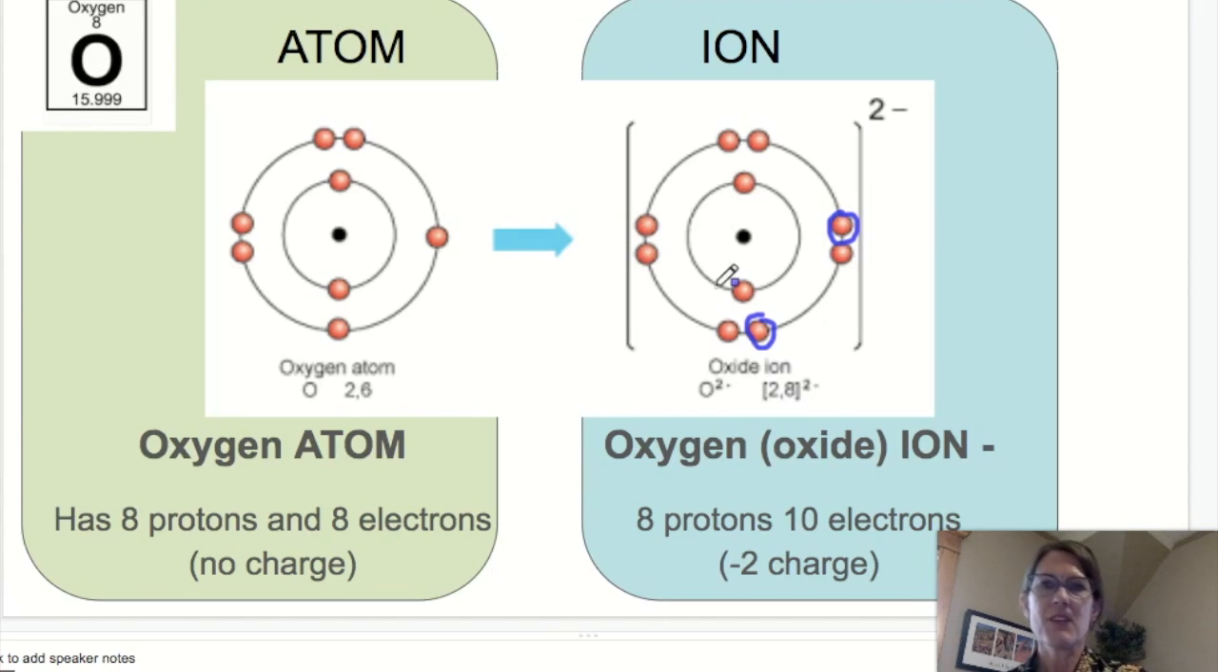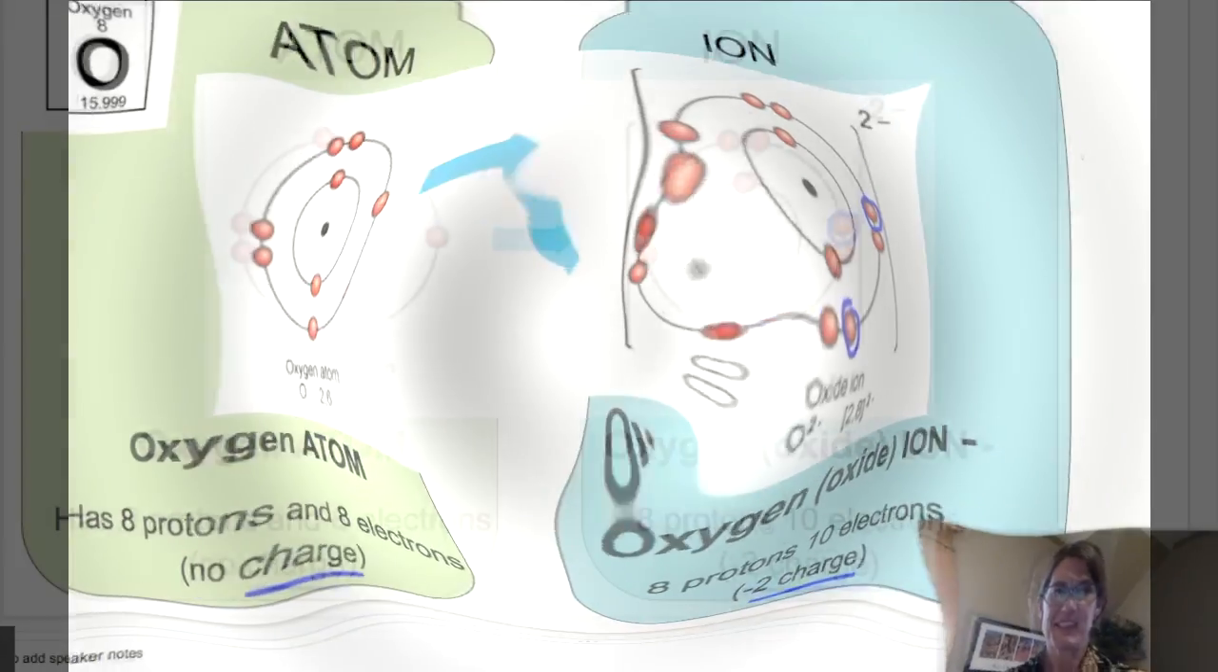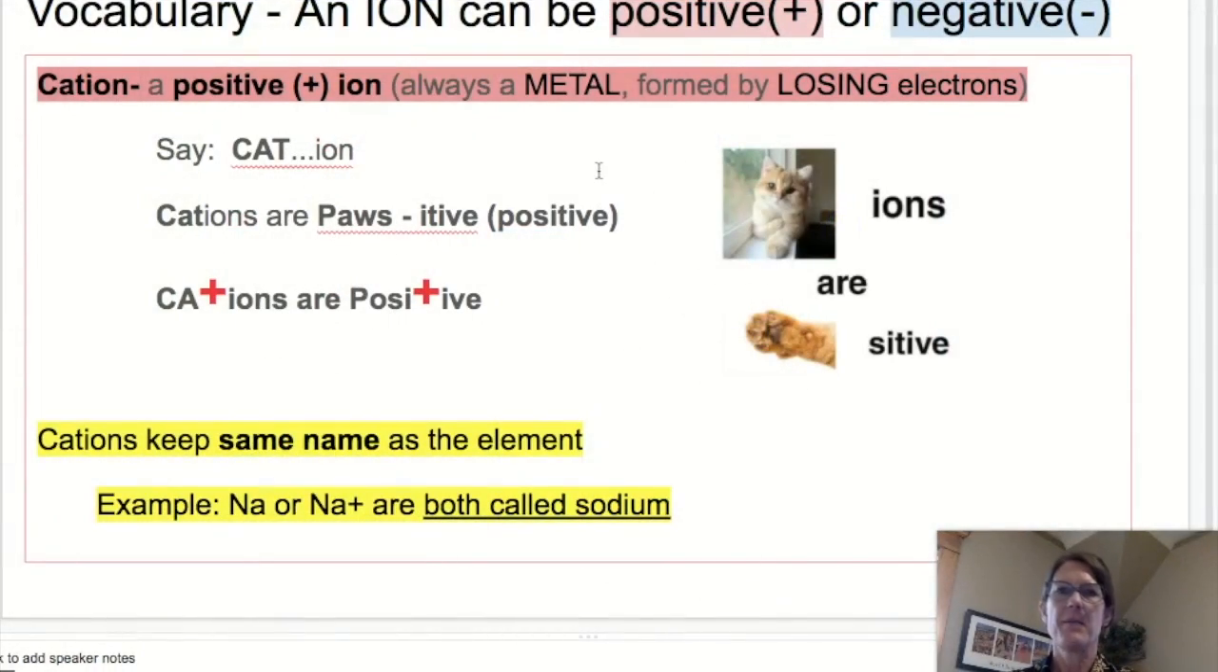The main thing I want you to know here is that the word atom is for when there's no charge, and ion is for when there is a charge. All right, so everybody say atom, no charge, atom, no charge, and ion has a charge. Ion has a charge.